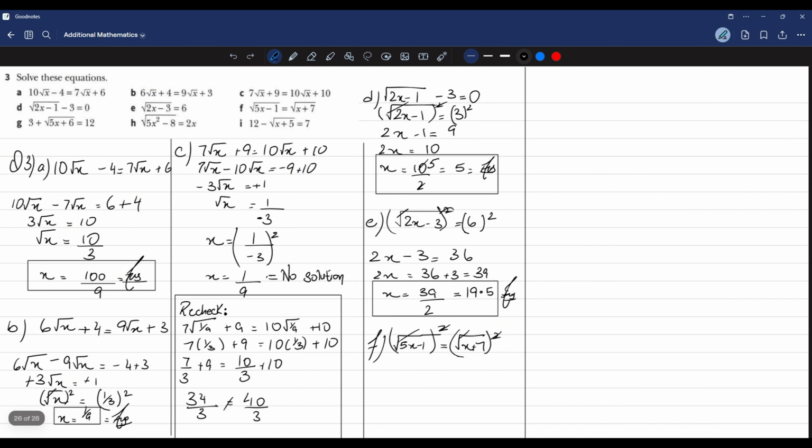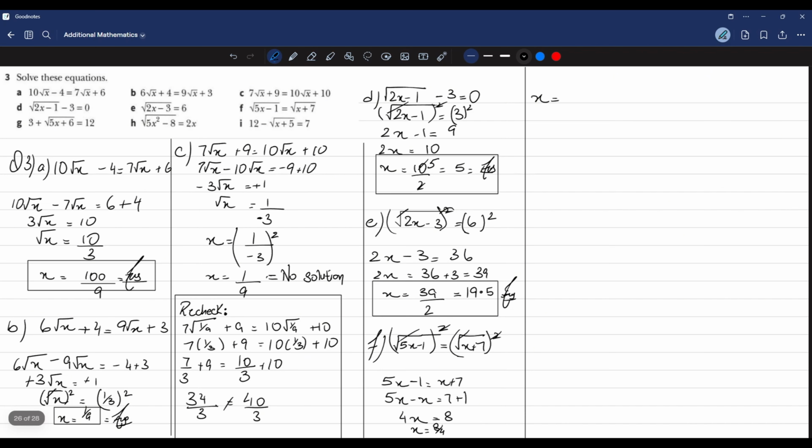So if we square on both sides, we cut down the brackets. So we have 5x minus 1 is equal to x plus 7. So 5x minus x is equal to 7 plus 1. So 5x minus x equals 4x. 4x is equal to 8. And x is equal to 8 divided by 4.